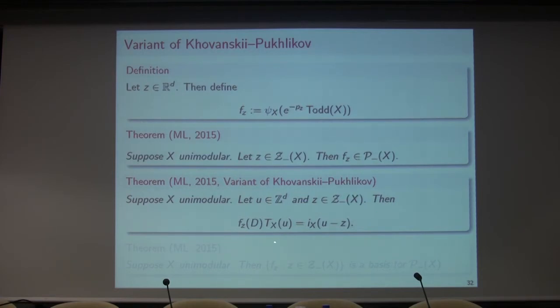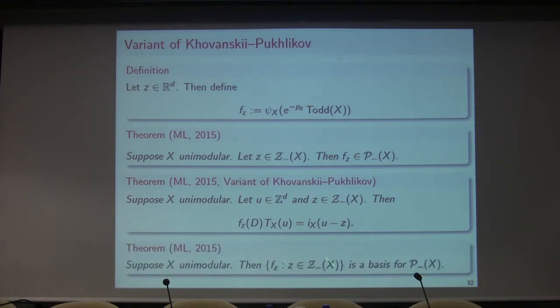So what is different? We don't have to take a local piece because this operator leaves the spline continuous, and we get this shift which comes from the exponential. So this shift comes in essentially through Taylor expansion. And one can also show that if we run over all interior lattice points of the zonotope, then these polynomials f sub z form a basis for the internal space.